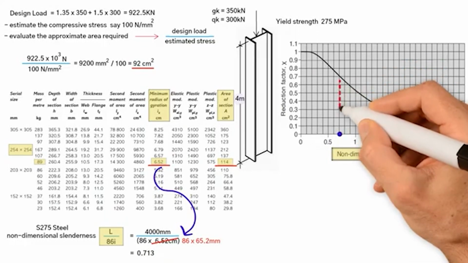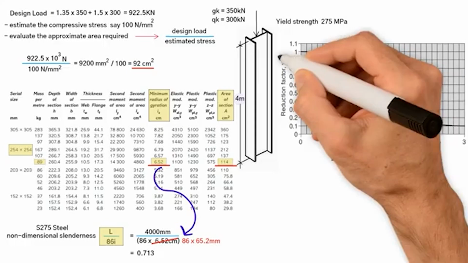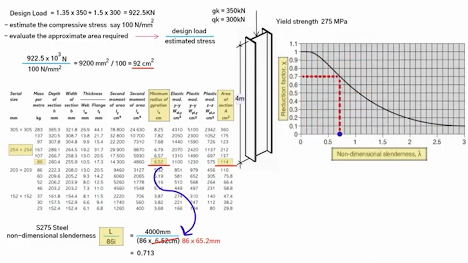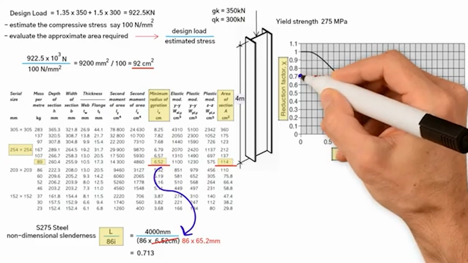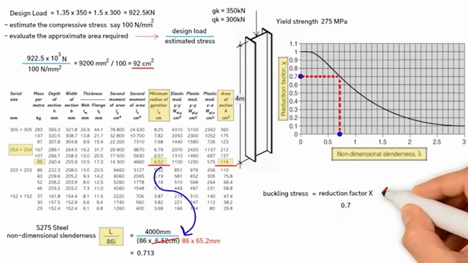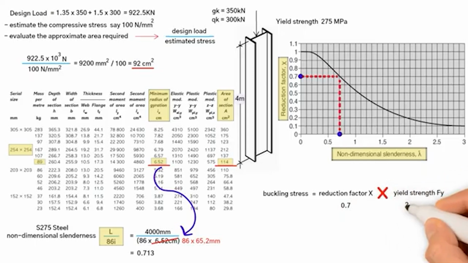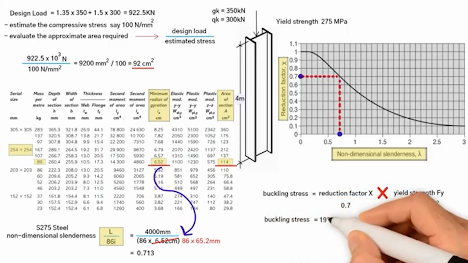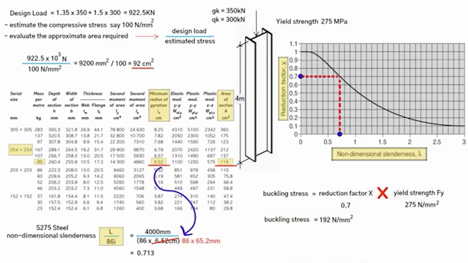If we extend the line to meet at this point with the curve, this gives us an approximate figure of reduction factor χ which equals 0.7. As a result, buckling stress equals 0.7 times steel strength 275 Newton per millimeter squared. This gives us 192 Newton per millimeter squared.